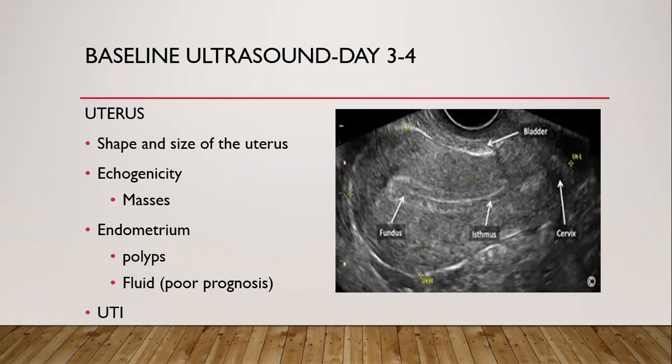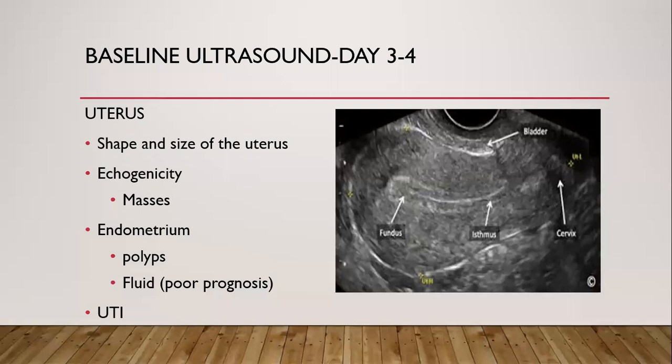Under the uterus, you need to check the shape of the uterus. You need to measure the size of the uterus. Equally, you need to check the echogenicity. Here we need to look for masses. Are there any masses around the uterus? Or are there masses inside the uterus? How is the endometrium? Are there polyps? Is there fluid in the uterus?